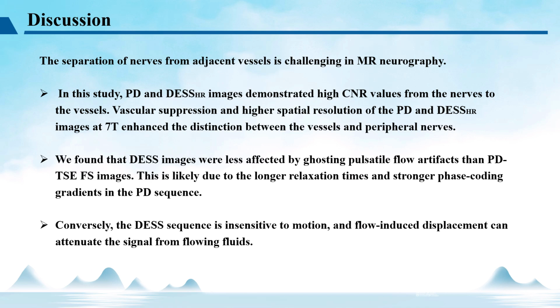The separation of nerves from adjacent vessels is challenging in MR neurography. In this study, PD and DESS HR images demonstrated higher nerve-to-vessel signal values. Vascular suppression and higher spatial resolution of the PD and DESS HR images at 7T enhanced the distinction between the vessels and the peroneal nerves. Moreover, we found that these images were less affected by pulsatile flow artifacts than PD images. This is likely due to the longer repetition times and stronger phase encoding gradients in the PD sequence.